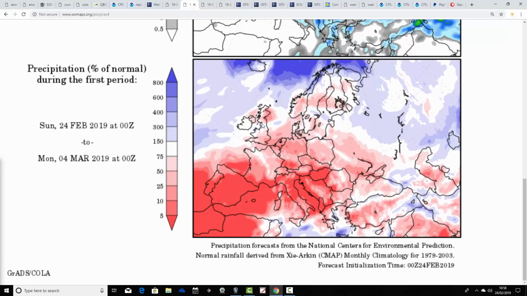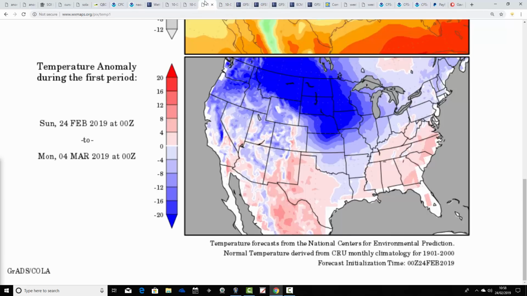I will expect these charts to trend cooler and wetter in the coming week. We'll keep an eye on them every day in the coming week, and I would expect the trend will be cooler and wetter as we move through the week. If you wonder where winter is, there it is.